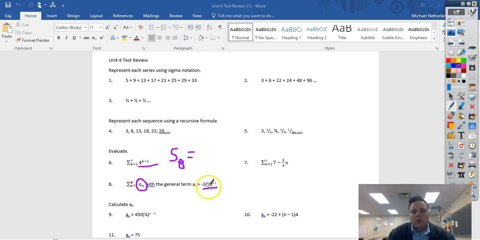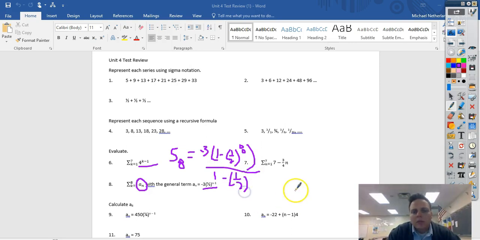1 minus 1 is 0. So 1/2 raised to 0 is just 1. Negative 3 times 1 is just negative 3. So negative 3 times 1 minus r, which is 1/2, raised to the 8th power, all divided by 1 minus r, which is 1/2.